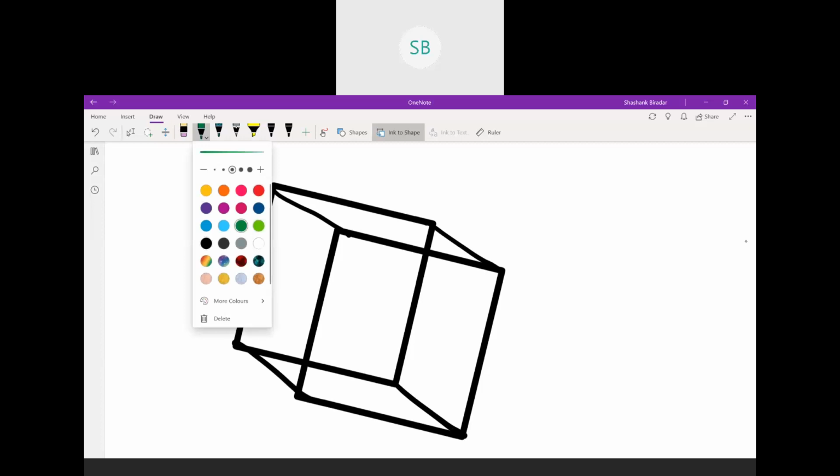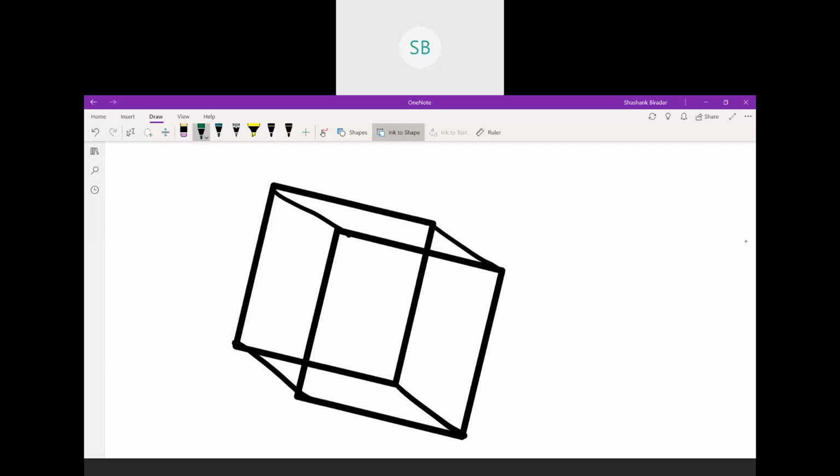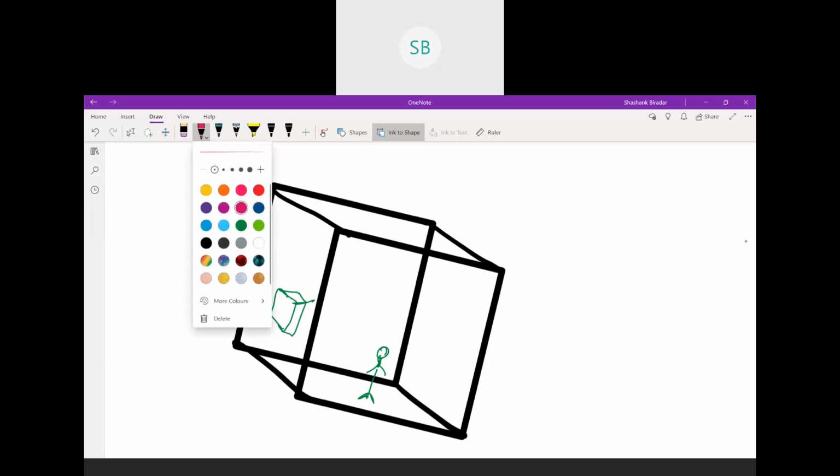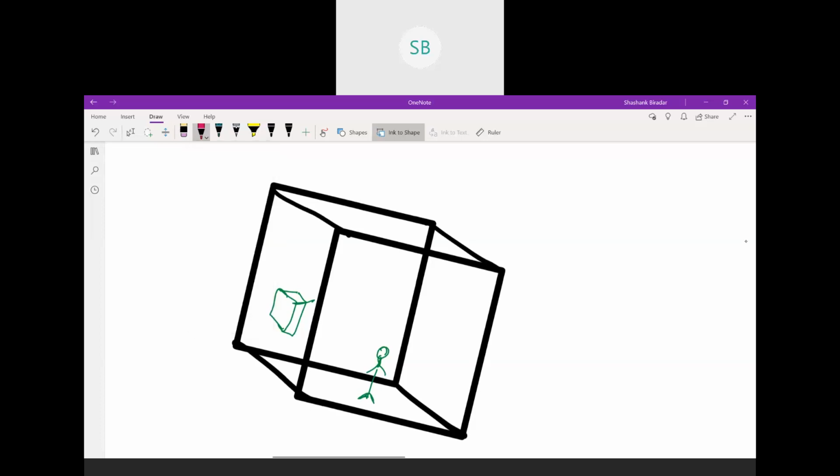If a person is standing over here on the floor and the speaker is mounted on the wall, this wall, now look here, the direct sound is coming.